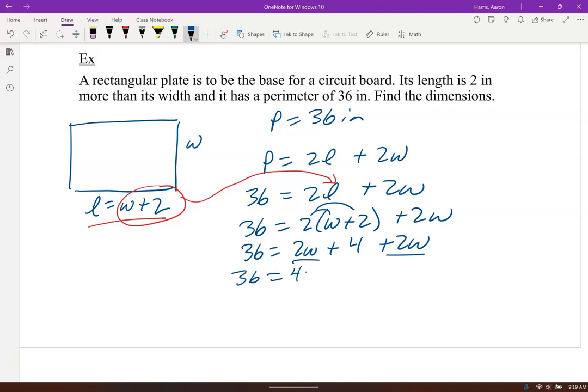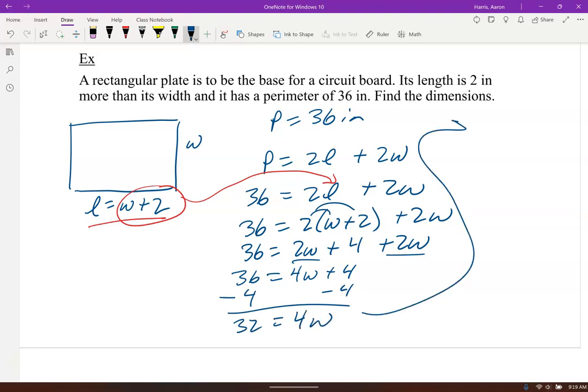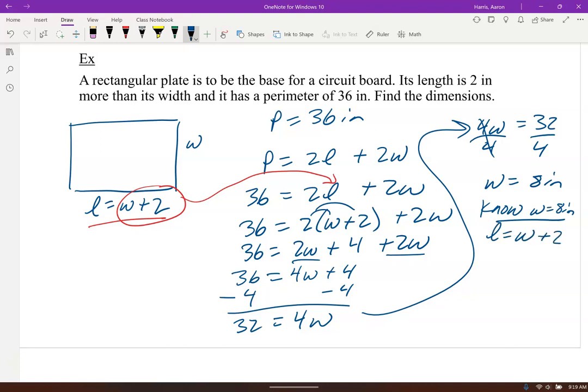2W plus 2W is 4W, plus 4. Let me subtract 4 from both sides. So that's 32 equals 4W. 4W equals 32. So it looks like our width is 8 inches. So now we know the width is 8 inches, and we know the length is 2 more than the width. So the length would be 8 plus 2, so our length would be 10 inches.